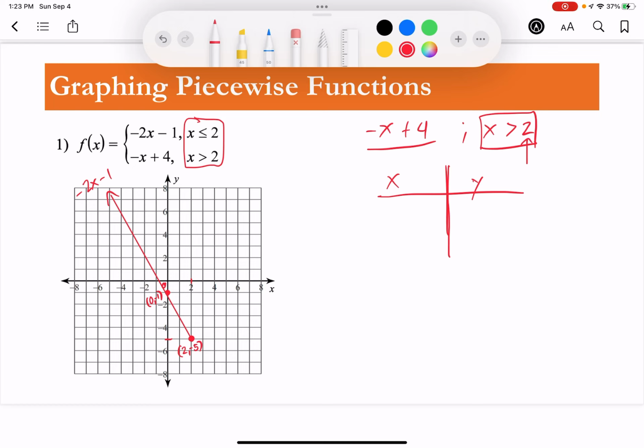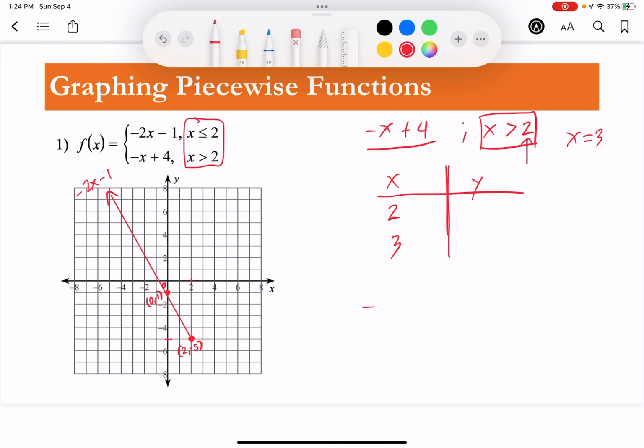Hindi ka pwede mag-umpisa ng 3. Kasi pagka nag-umpisa ka ng 3, asan napunta yung 2.1, 2.2, 2.3 hanggang 2.9999, di ba? So, we always have to start with the boundary itself. It's 2. So, 2, let's say 1. Greater than 2, di ba? Sige, 2 and 3. 2 and 3 are both greater than, 3 is greater than 2. Okay, but we always have to start with the boundary 2.